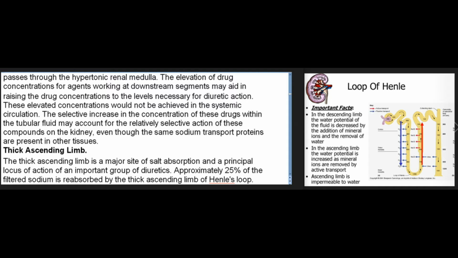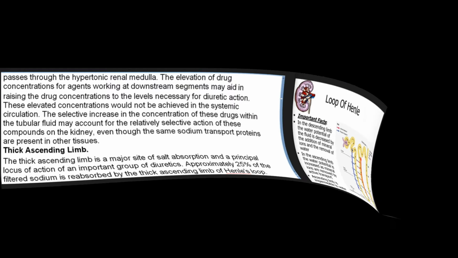The selective increase in the concentration of these drugs within the tubular fluid may account for the relatively selective action of these compounds on the kidney, even though the same sodium transport proteins are present in other tissues. Thick ascending limb. The thick ascending limb is a major site of salt absorption and a principal locus of action of an important group of diuretics. Approximately 25% of the filtered sodium is reabsorbed by the thick ascending limb of Henle's loop.